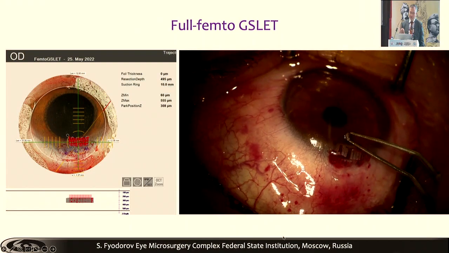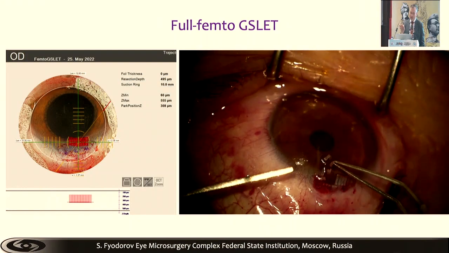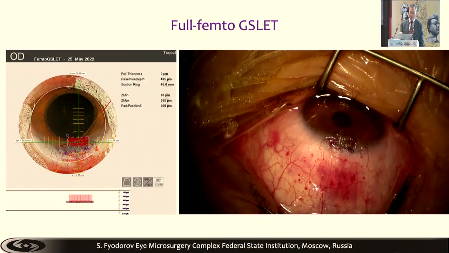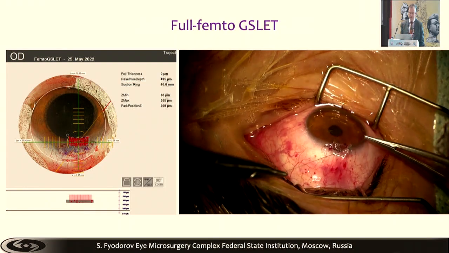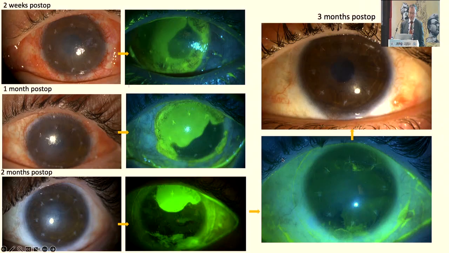We remove the corneal scleral fragments one by one, because there are some adhesions in this area. This is one of the first clinical cases.